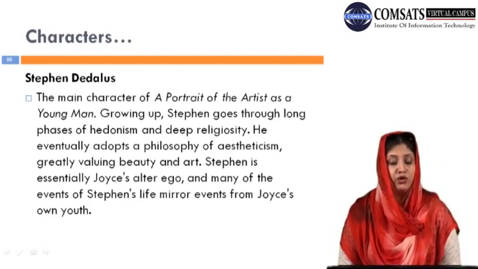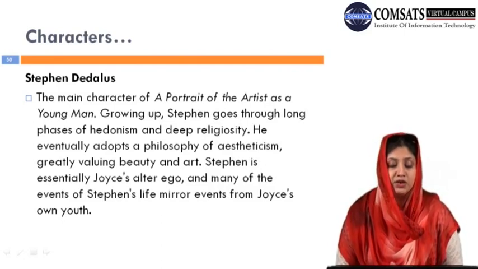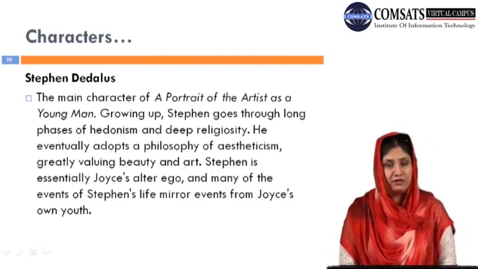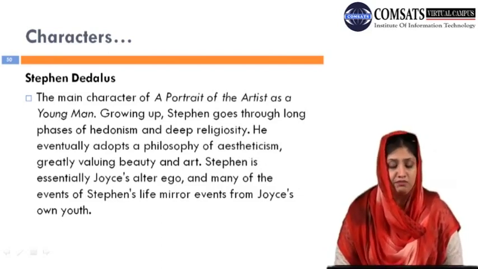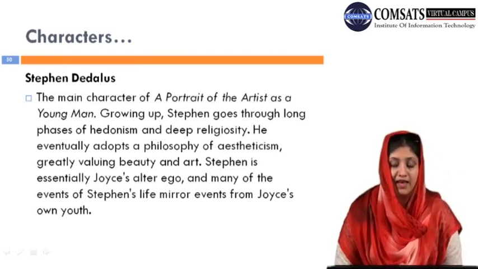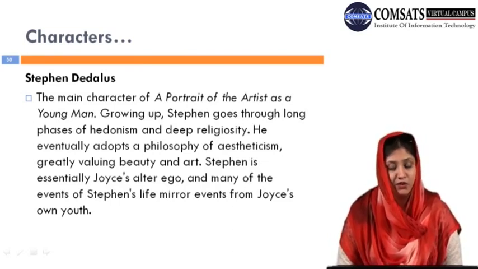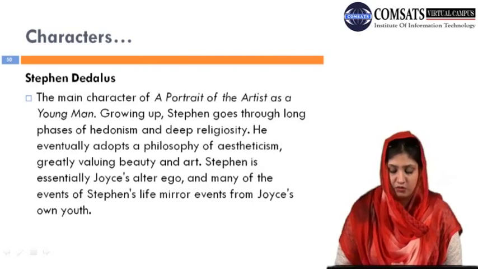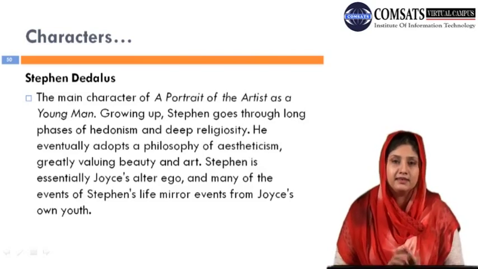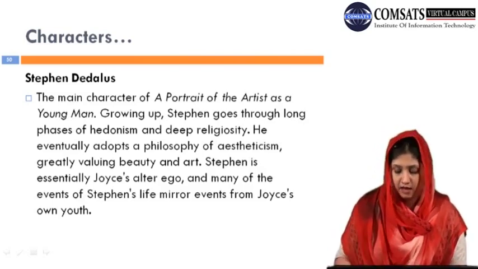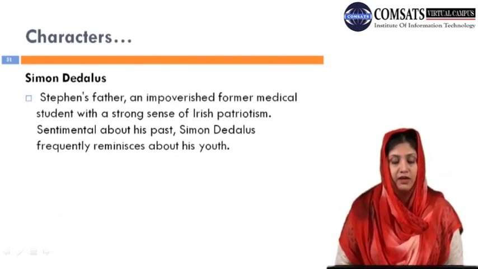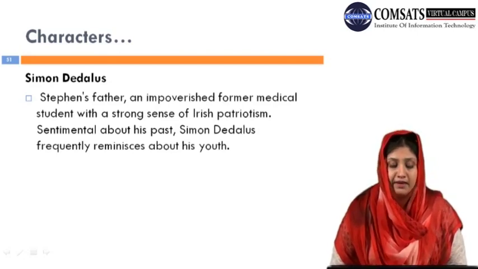Growing up, Stephen goes through long phases of hedonism and deep religiosity. He eventually adopts a philosophy of aestheticism, greatly valuing beauty and art. Stephen is essentially Joyce's alter ego, and many of the events of Stephen's life mirror events from Joyce's own youth. I'm just quickly going through all of these characters for now, and we'll be discussing the major characters in detail in the coming talk.